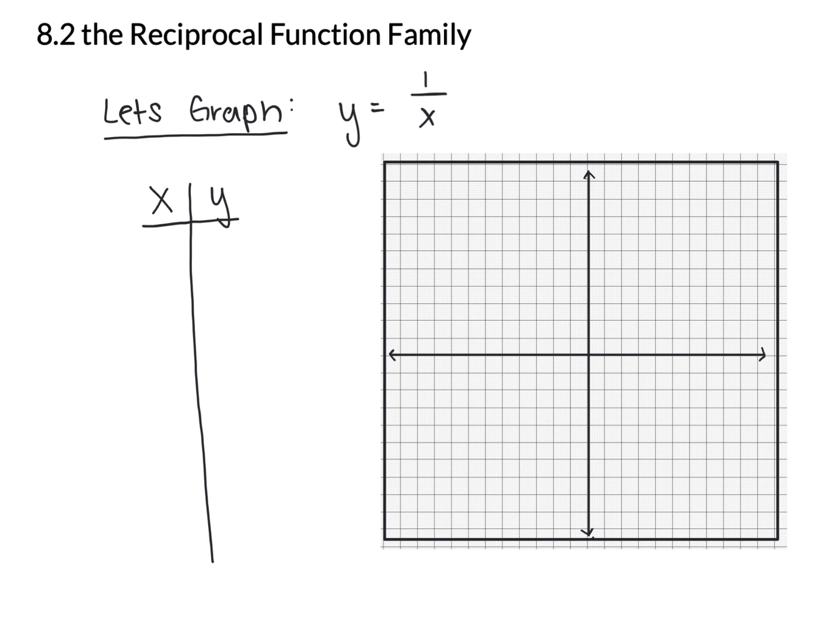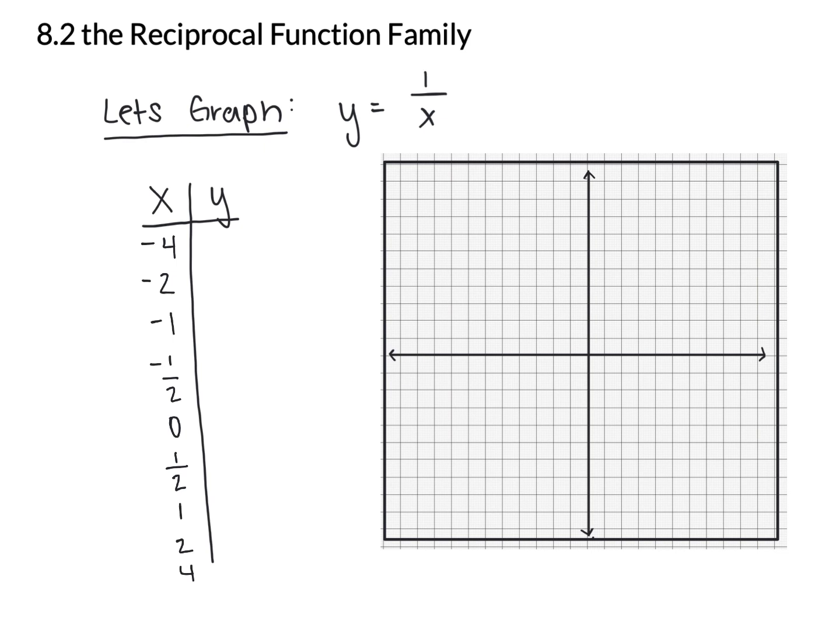So what I want you to do is I want you to start with x being -4. We're going to go all the way down to +4. So -4 will go -2, -1, -1/2, 0, and then we'll do the positives. 1/2, 1, 2, 4.